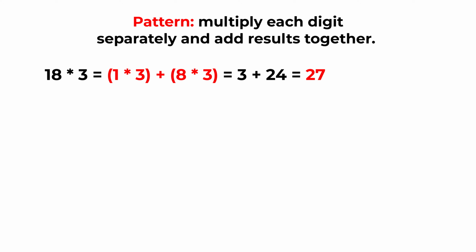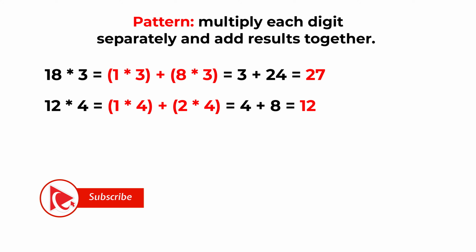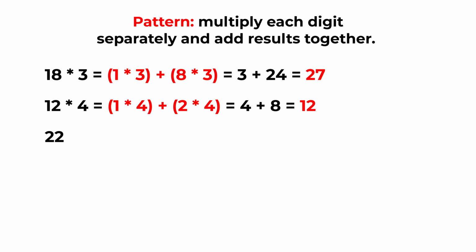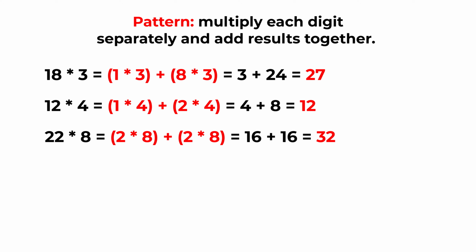In a similar way, 12 multiplied by 4 can be calculated as 1 multiplied by 4 in parentheses plus 2 multiplied by 4 in parentheses, which would be equal to 4 plus 8, and would be equal to 12. And in a very similar way, 22 multiplied by 8 would be a result of 2 multiplied by 8 in parentheses plus 2 multiplied by 8 in parentheses, which would be 16 plus 16, which would be equal to 32.